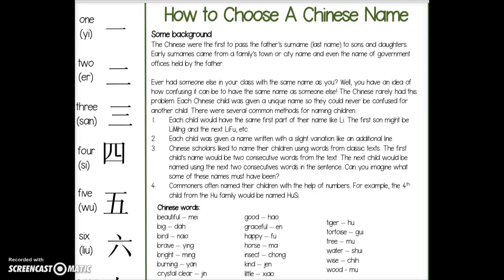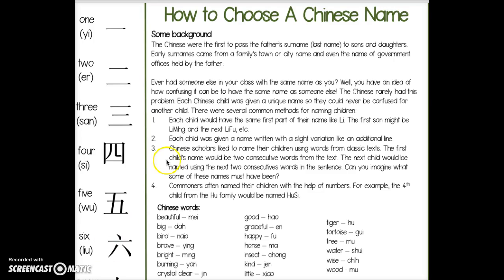On the left-hand side of the worksheet, you will notice that they have the Chinese number system. You have 1, which is yi, and it's a line. 2 is 2 lines. 3, san, and you have 3 lines. Now they get more complicated. Take your time and do your best work.